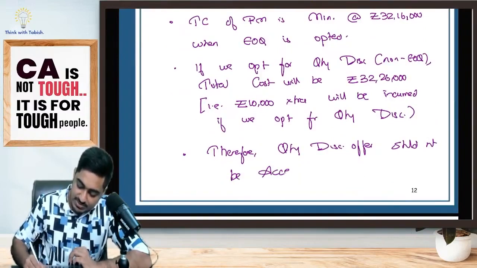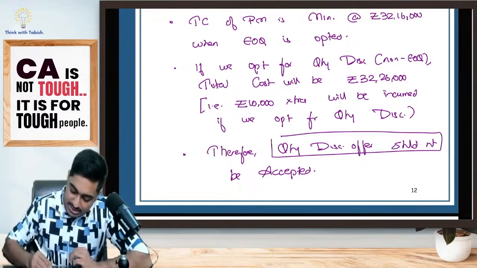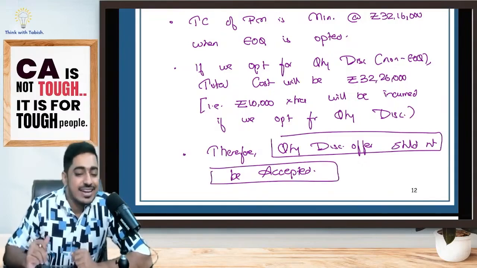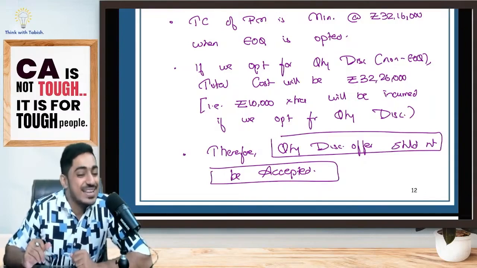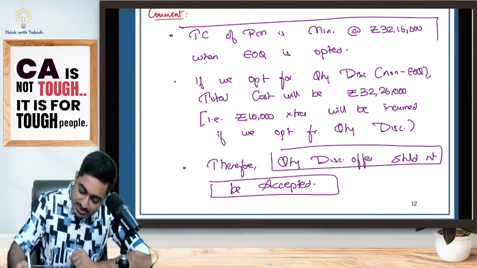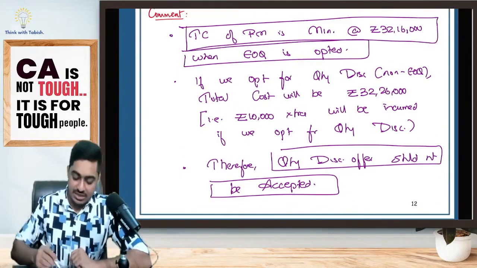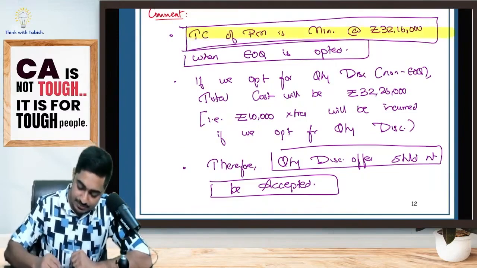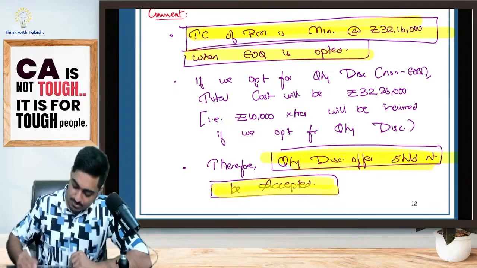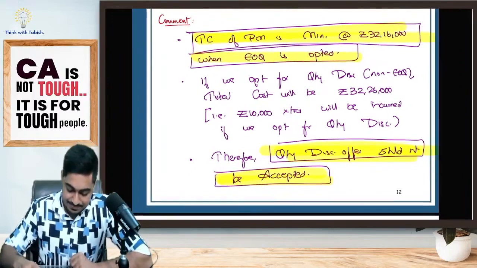Yes, my handwriting is bad, plus I am writing a bit fast while explaining. My handwriting is slightly bad, but know that I am a chartered accountant. I can write the way I want. You guys are not, so you'll have to write it properly. Okay, so I'll write total cost of raw material is minimum at 32,16,000 when EOQ is opted. Whatever are the keywords, I will underline and keep. Okay, everyone, is this clear?